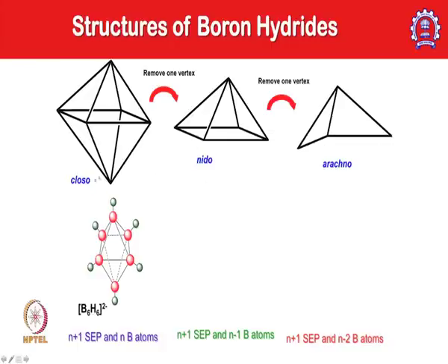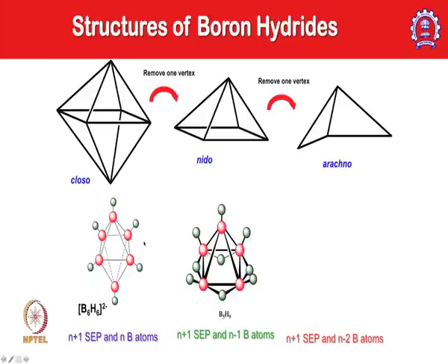This is how you can derive from the fundamental structural geometry closo to either nido by removing one boron atom or arachno by removing 2 boron atoms, and one such example I have shown here, B6H6 2 minus. This has octahedral geometry, and after removing one, we have 5 boron atoms. This has nido square pyramidal geometry, and if you remove one more, it becomes B4H10, which has arachno structure like that.